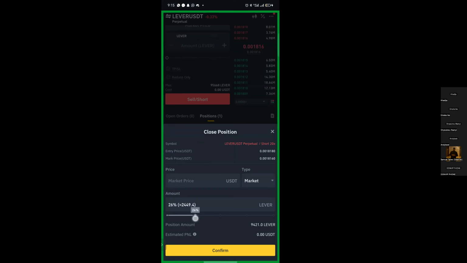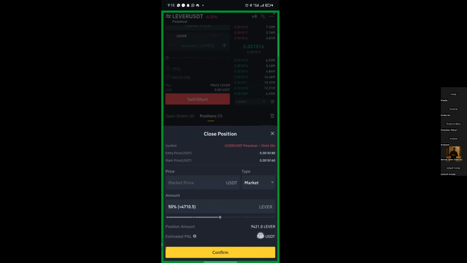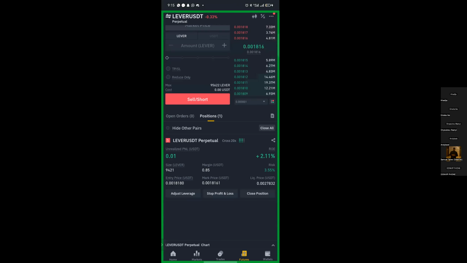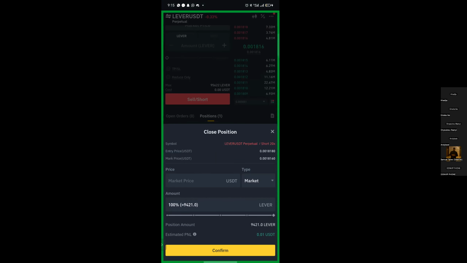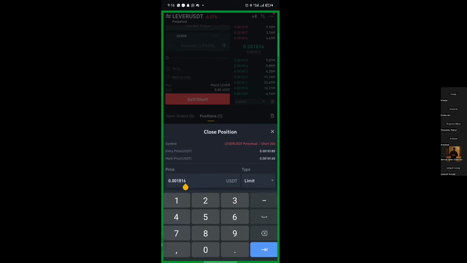So if I'm taking 50% of this token based on the current market price, you will see the estimated profit or loss I will get here. I'm using the current market price because I did not indicate anything here. If you want to use limit, you can use limit and set the same limit. This information is the same as the stop loss one I was showing you before. You just indicate the price at which you want to close the market.